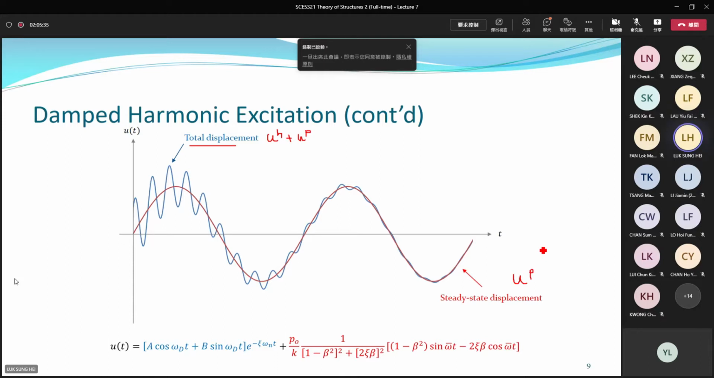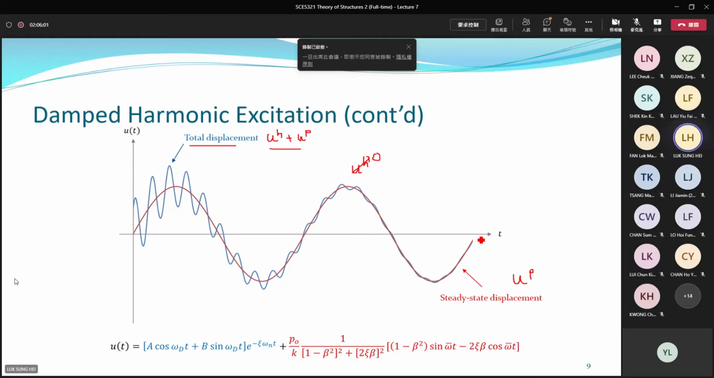From this curve, you can see that at the beginning, because we have two contributions, two components, the total displacement is relatively big, slightly bigger than the steady state response. But as time goes on, because of damping, the UH component starts to disappear. Only the UP remains. So finally, the two curves converge to each other.